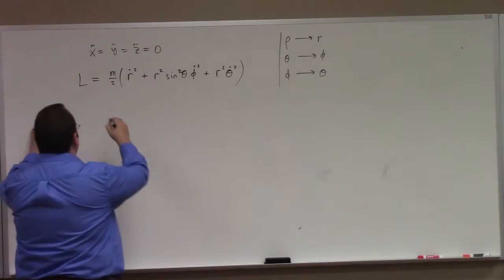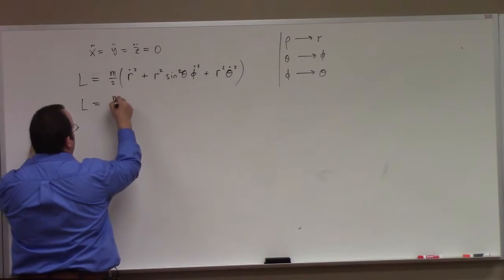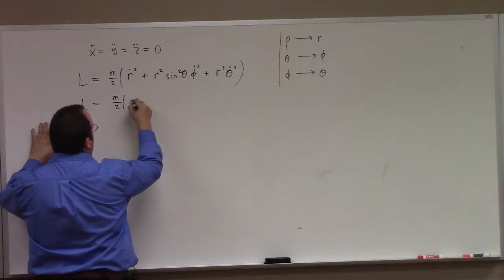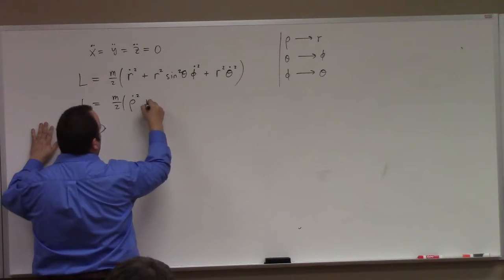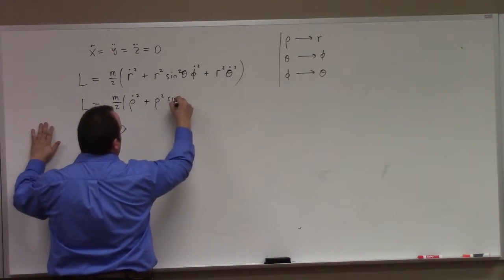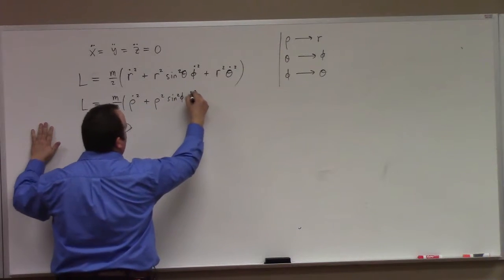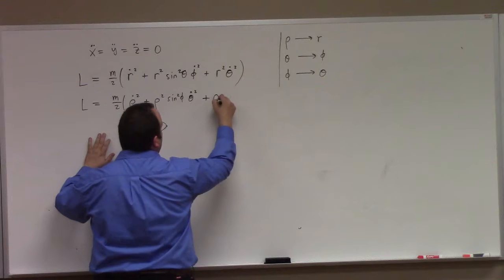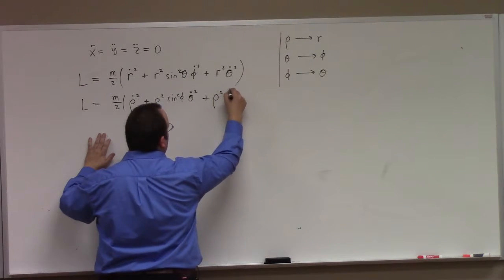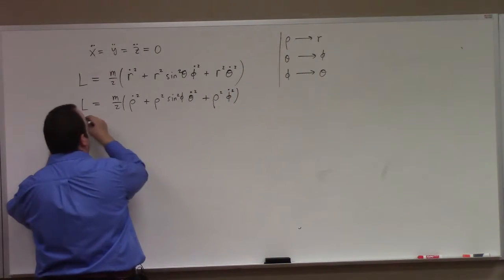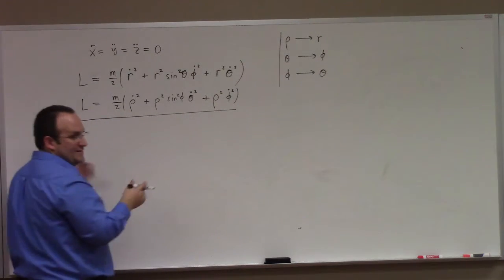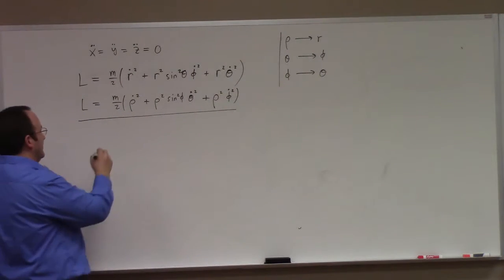In other words, if you wish me to be a good citizen of the math department, I will fix it for us. This is m over 2 times rho dot squared plus rho squared sine squared phi theta dot squared, right? Plus rho squared phi dot squared. Feel better? That's better. Okay, great. So here we go.